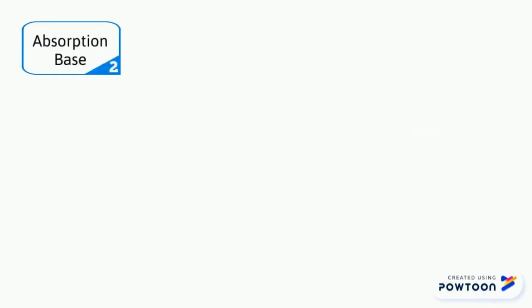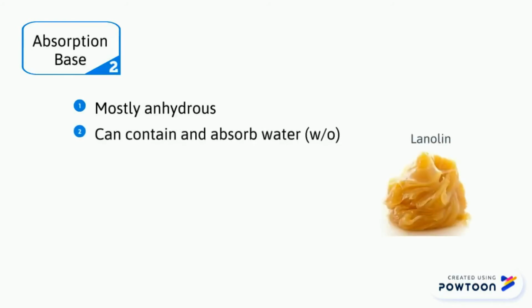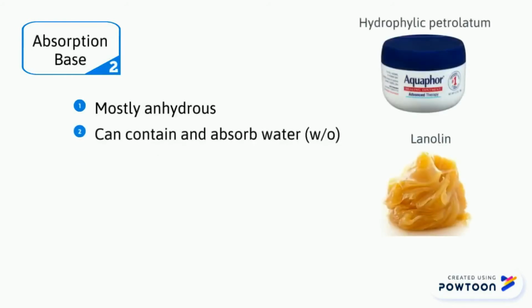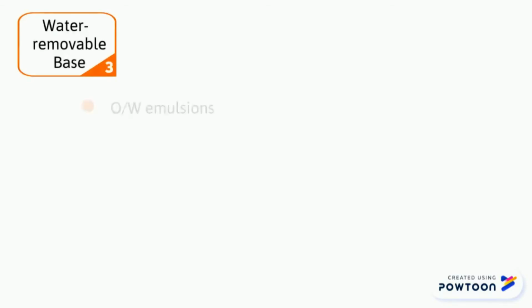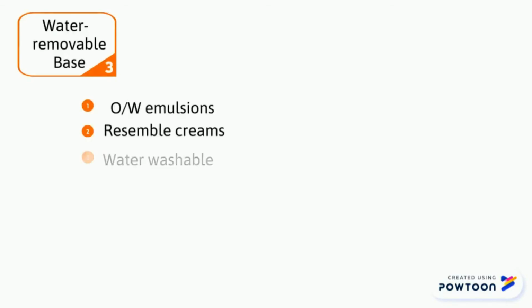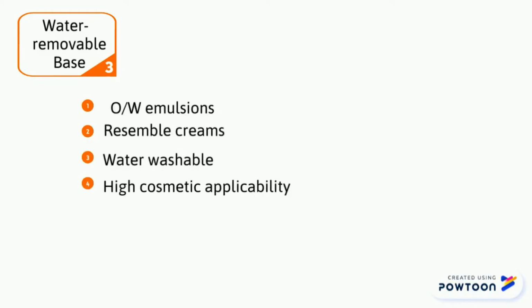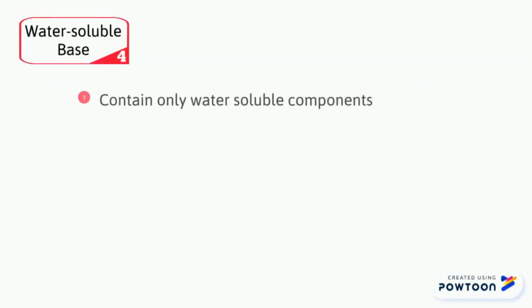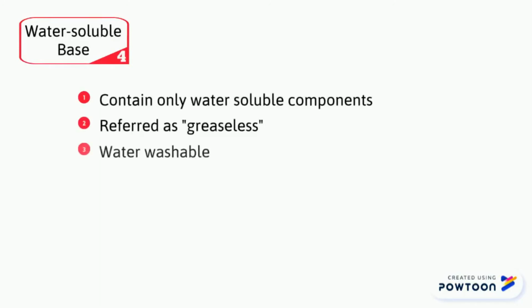Absorption bases are mostly anhydrous but can contain and absorb water. They are also good emollients, and removal with water is difficult. Water removable bases are oil and water emulsions. They resemble creams, are water washable, and have high cosmetic applicability. Water-soluble bases contain only water-soluble components, are referred to as greaseless, and are water washable.